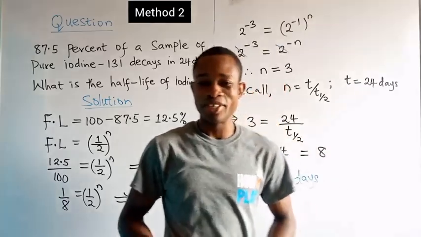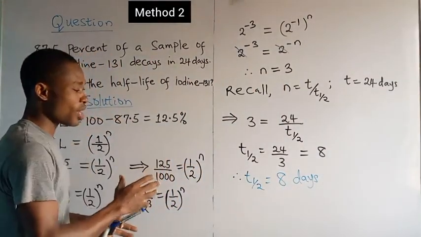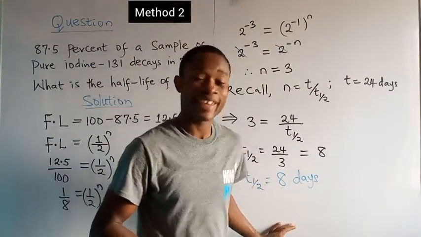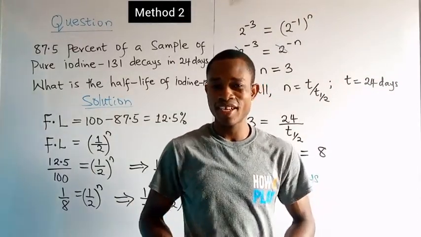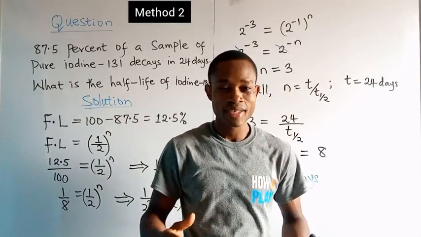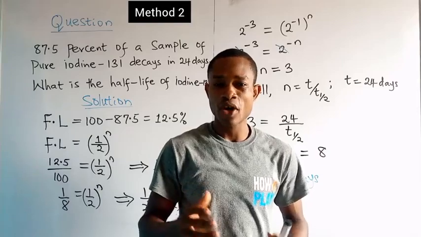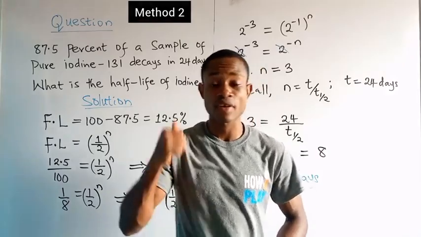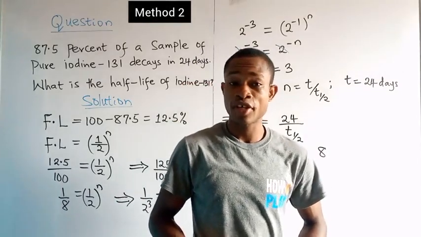We shall now move on to see how we can use method 3 to deal with this same question and see whether we can obtain 8 days again as our half-life. And of course, if we are able to succeed in that, that's going to be kudos. It means that you are well prepared, and you've been taught the various methods you can use to solve this question. Please, let us move on to the third method.